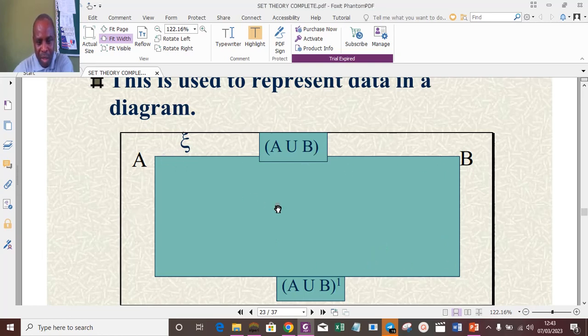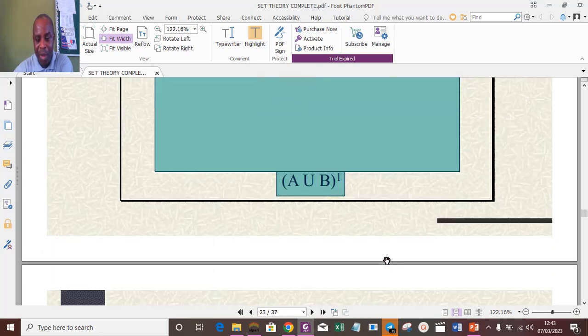If you use a rectangle to cover the two circles, all of them is A union B, A and B together. I've just explained this one. Elements that are not in A and B, we write it mathematically as (A union B) prime.